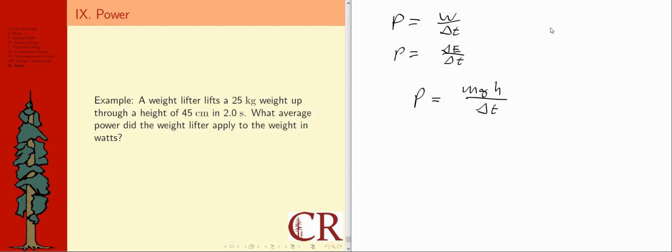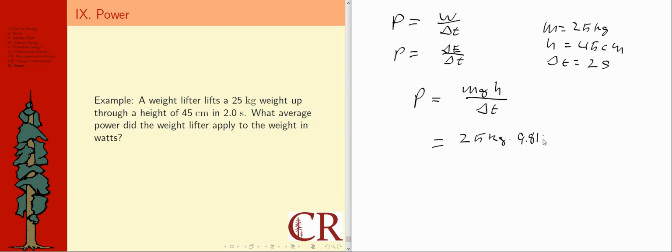And given the information that we're given here, we have m is equal to 25 kilograms, h is equal to 45 centimeters, and delta t is equal to 2 seconds. So that's pretty clearly coming from the problem statement. And so the calculation we're going to really do is 25 kilograms times 9.81 meters per second squared. Maybe I want to turn that height into 0.45 meters so that all the units are in base units. That tends to make things easier. And then divided by 2 seconds.